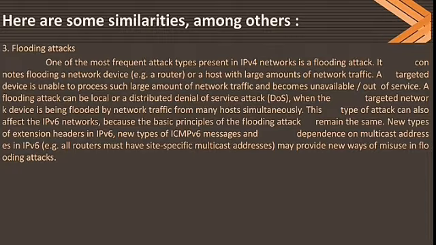This type of attack can also affect the IPv6 network because the basic principles of the flooding attack remain the same. New types of extension headers in IPv6, new types of ICMP version 6 messages, and dependence on multicast addresses in IPv6 may provide new ways of misuse in flooding attacks.